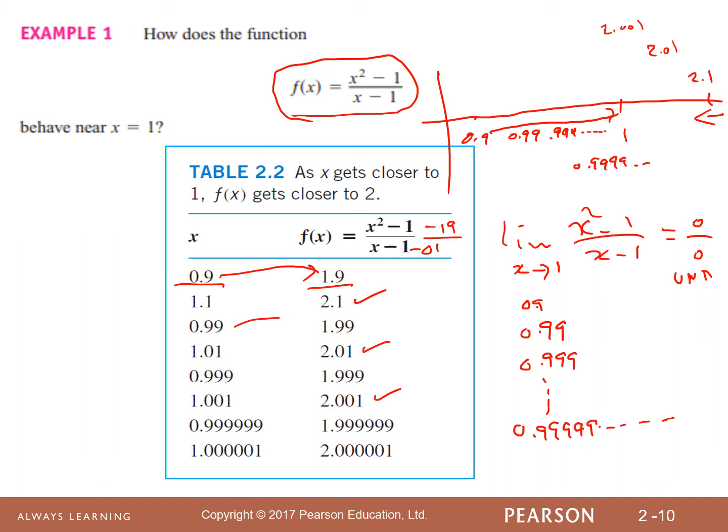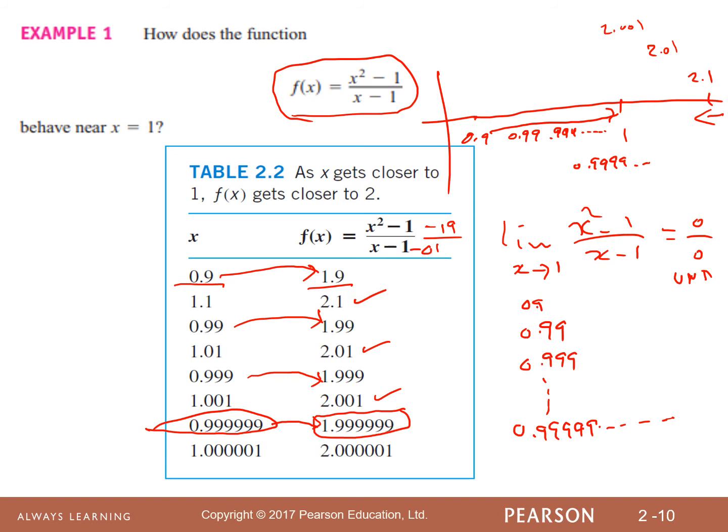So when x is equal to this, from the left, y is equal to this. So this is approaching from the left, right? When x approaches close to 1, y will approach close to what? 2, right? Yes? Okay.